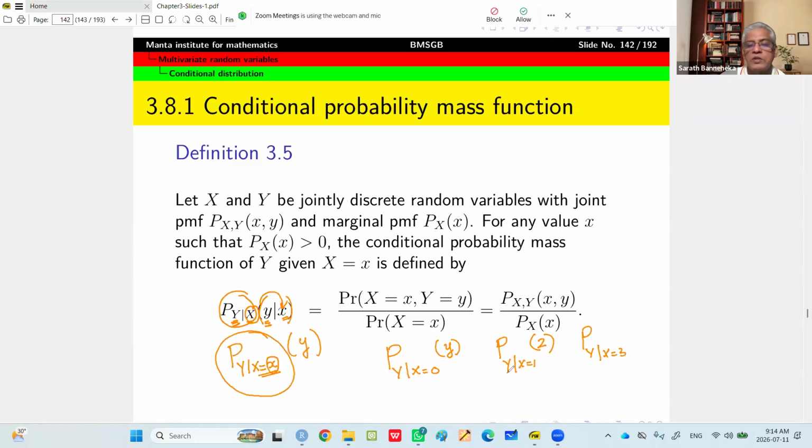So we are looking at what is the probability. In this case, we are looking at what is the probability Y is equal to 2 when X is equal to 1. In this case, we are looking at what is the probability Y is equal to small y when X is equal to 0, like that. So that is what we mean by the conditional probability mass function.